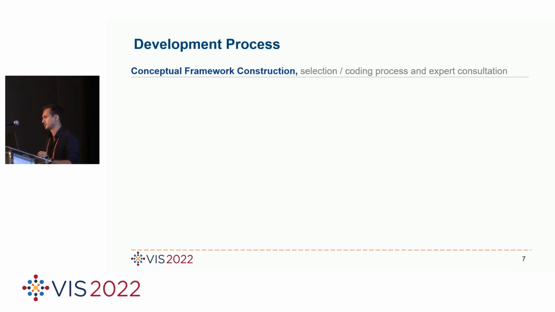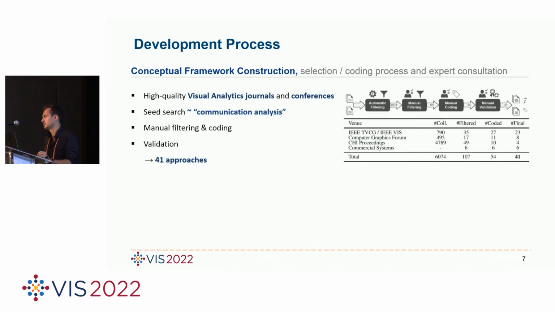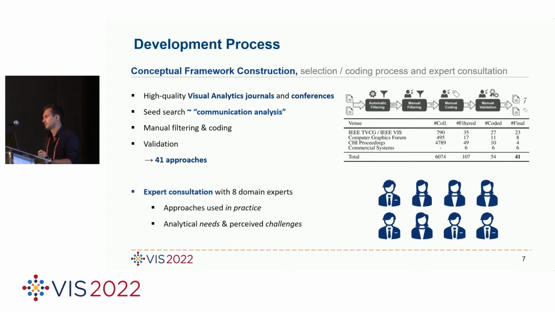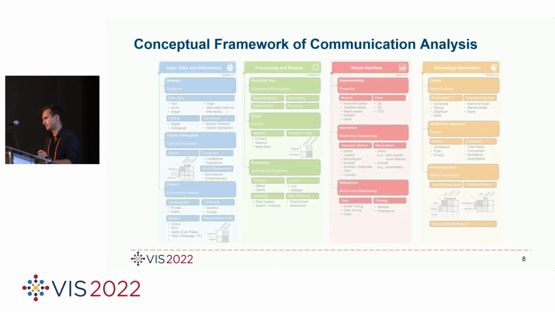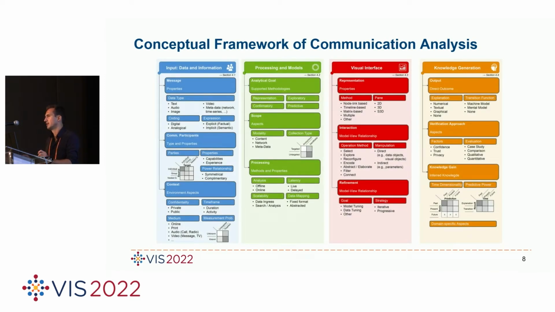We focus on approaches from high-quality VA journals and conferences in the last 15 years, searching for variations of the term communication analysis. We then went through manual filtering, manual coding, and finally manual validation, arriving at 41 approaches that can be considered to work in this area. Further, we conducted expert consultations with 8 domain experts about approaches used in practice, as well as the analytical needs and perceived challenges that would influence the framework. After multiple iterations, we arrived at a conceptual framework of communication analysis systems.